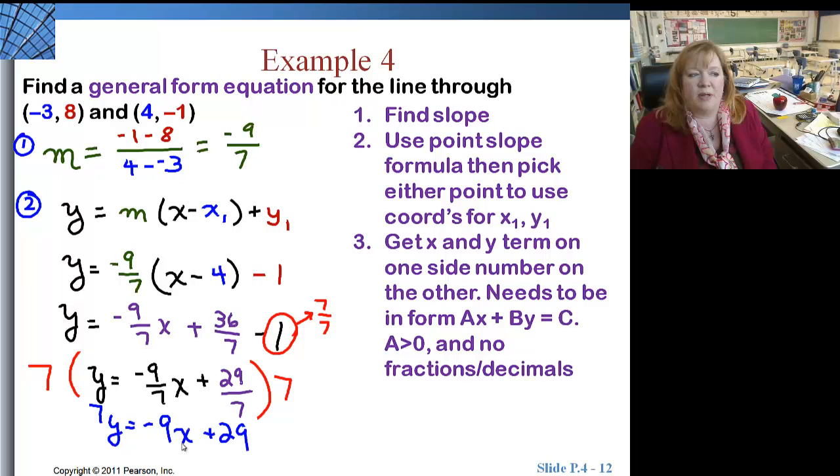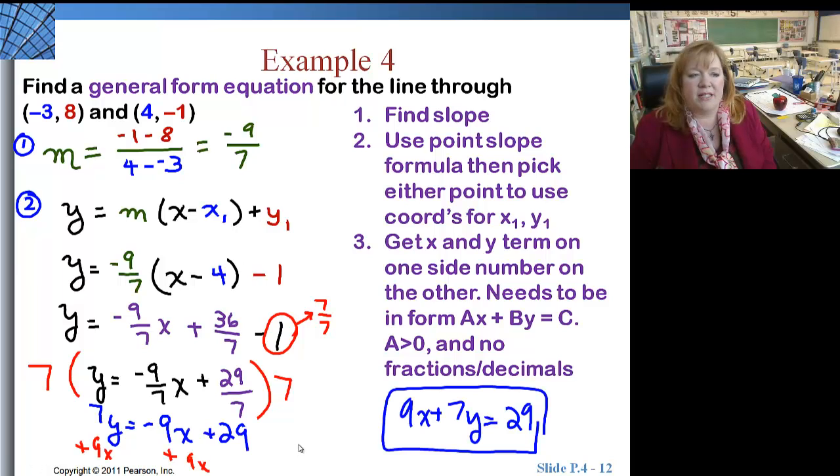Now I need to bring this x over to the left-hand side, so I have an x and a y on the left and just a number on the right. So when I add the 9x on both sides, I end up with 9x plus 7y equals 29. This is the normal standard form of a linear equation. Your book has it set equal to 0. So if I subtracted the 29, it'd be set equal to 0. But this is fine for our purposes. And I like this way better because it is easier to find the x and y intercepts.